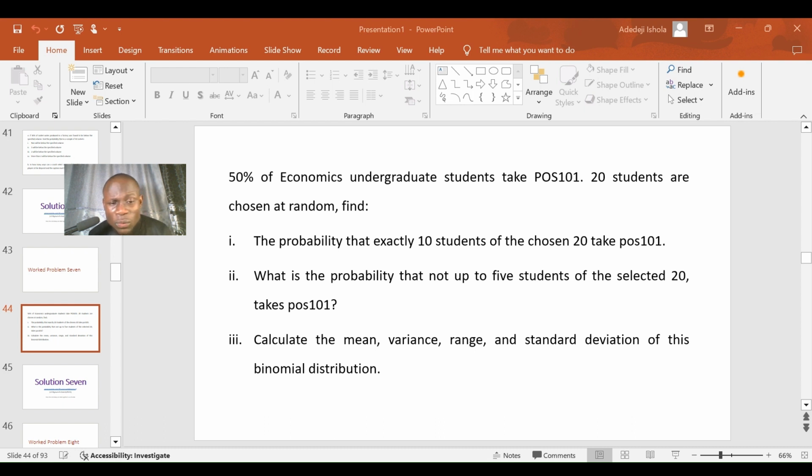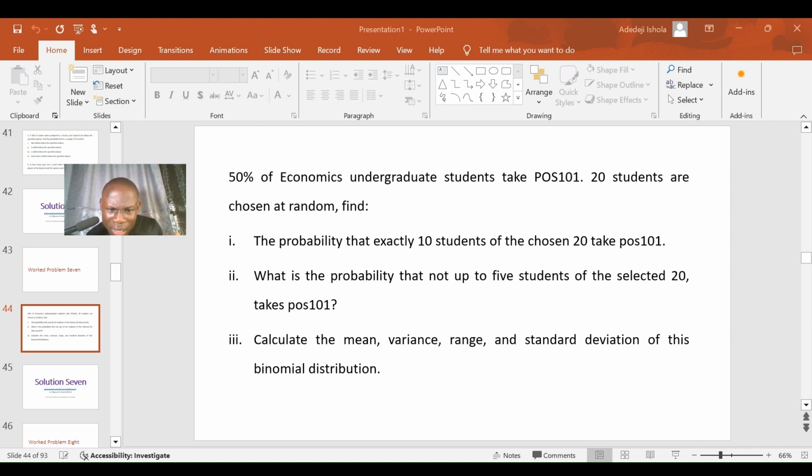Now, we have to find the probability that exactly 10 students of the chosen 20 take POS 101. That's the probability of taking 10 out of the 20. And also, we have to find the probability that not up to 5 students of the selected 20 take POS 101. That is the probability of no student taking it, probability of just one, probability of 2 students, probability of 3 students, and probability of 4 students. Add that together, that's the probability of not up to 5 students of the selected taking POS 101.